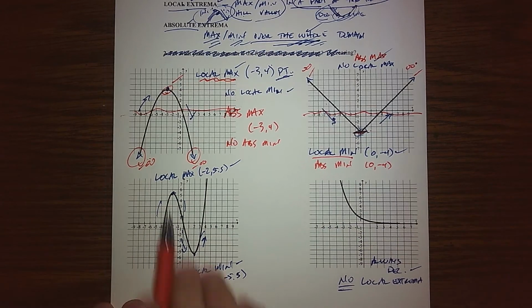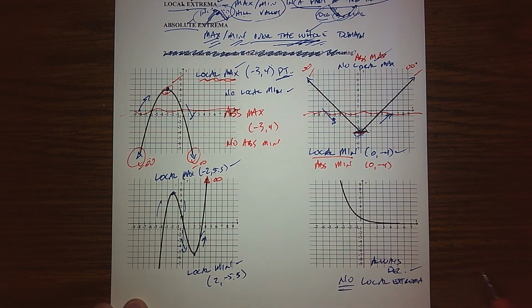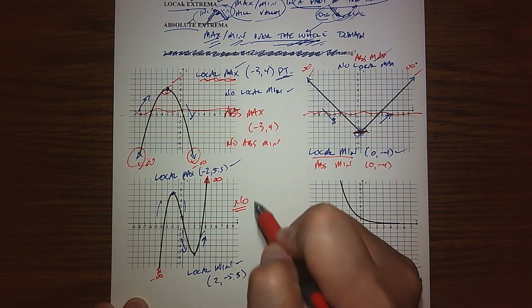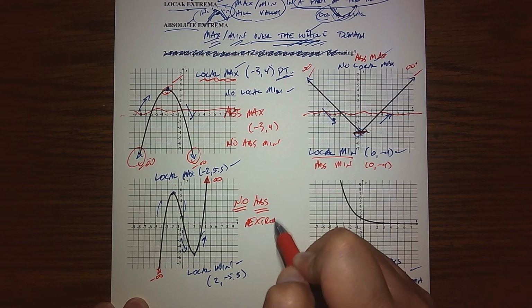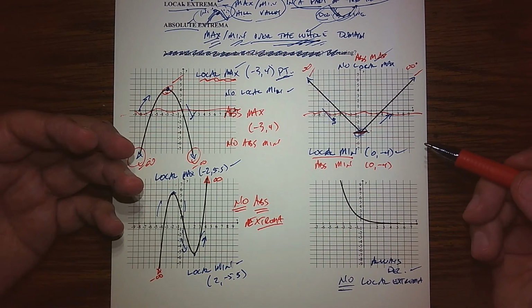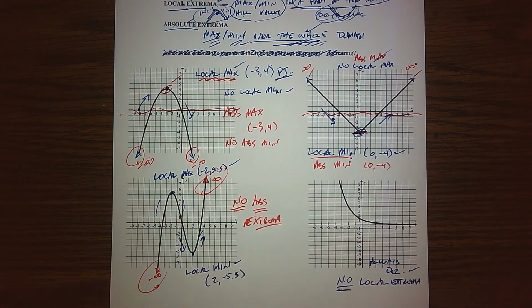For this graph, there were a couple of extrema. A local max was occurring at this hill, and a local min was occurring at this valley. But because we're going to positive infinity here, and because we're going to negative infinity here, this graph would have no absolute extrema. There is no highest point that we reach. There is no lowest point that we reach. We're constantly going bigger and bigger, positively or negatively. So again, we never reach that highest or lowest value over the whole domain.